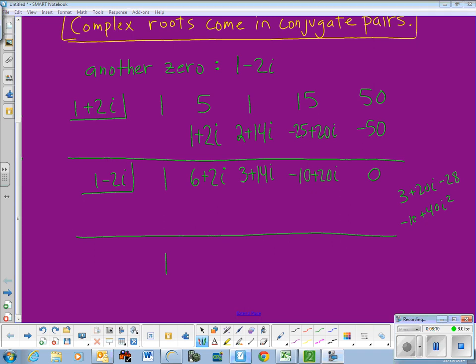1 times 1 minus 2i is 1 minus 2i. Add those two. 6 plus 1 is 7. Negative 2i plus 2i is 0. Multiply. 7 minus 14i. The 14i's go away. 3 plus 7 makes 10. 10 times 1 minus 2i is 10 minus 20i. Add those and get 0. Again, this 0 confirms what I already knew, which is that 1 minus 2i is in fact a 0.